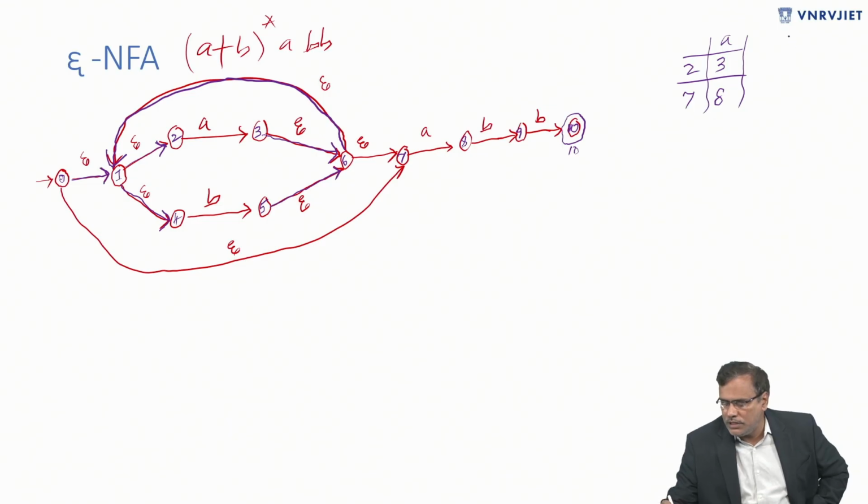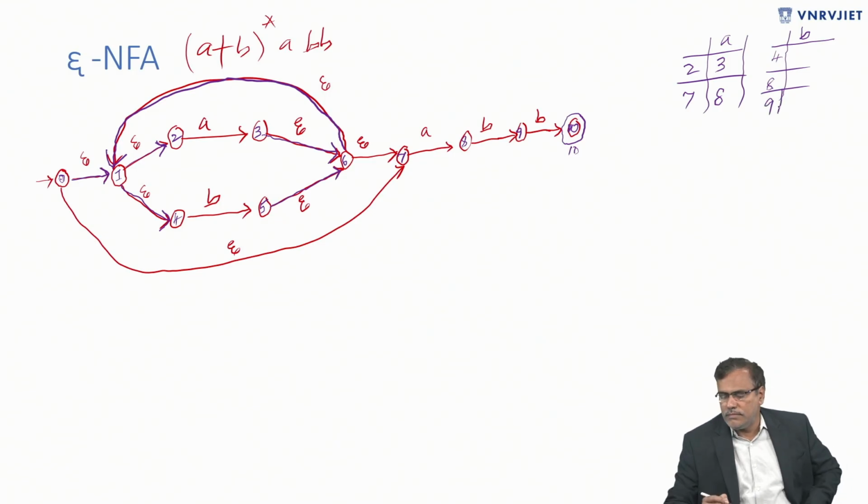In a similar fashion, you also have transitions on the other input symbol, which is B. From what states do you have a transition on input symbol B? That is state 4, state 8, state 9. So from 4 on B, you are going to state 5.